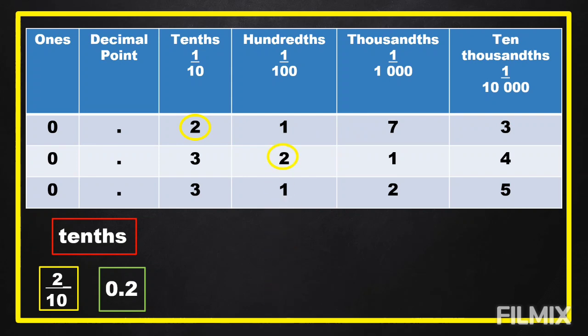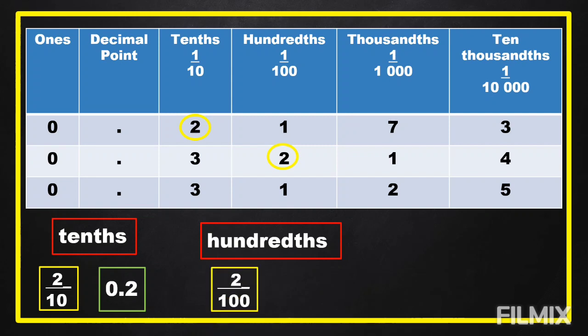Next is, what is the place value of 2 in this number? Alright, it is hundredths. How about the value of 2? In fraction form, it is 2 over 100 or 2/100. And in decimal form, it is 0.02 also. The 3 here, we're going to make this one as 0 and we're going to disregard these numbers.